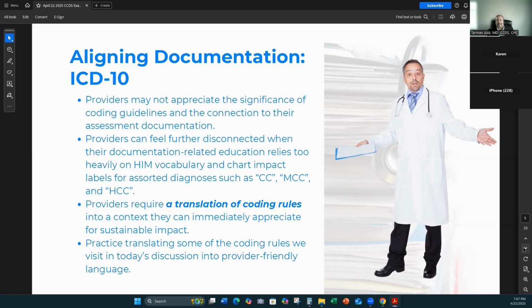The culture of documentation has to change. So you might want to practice thinking today about how you would translate some of the coding rules that we'll visit that are specific to the respiratory system. All of this is testable information on the CCDS, the notion that providers are not particularly savvy in the first instance to HIM vocabulary.